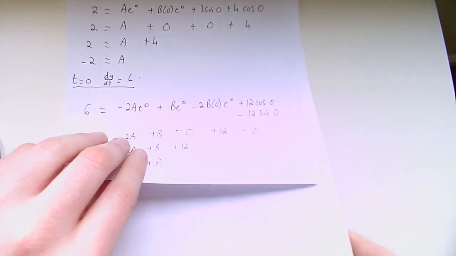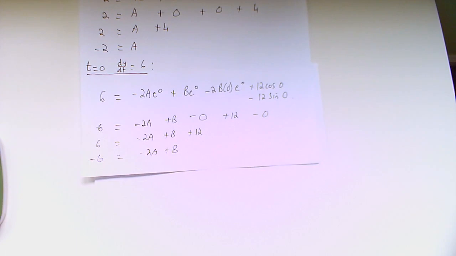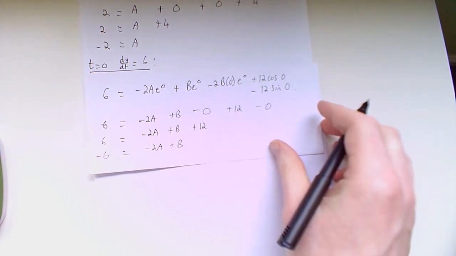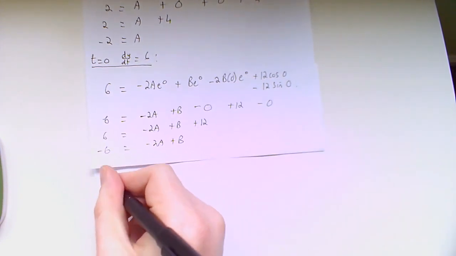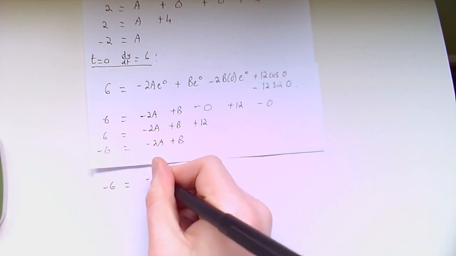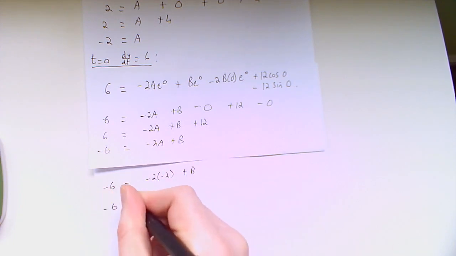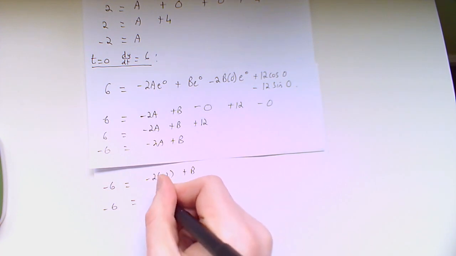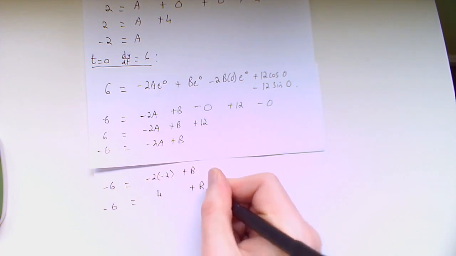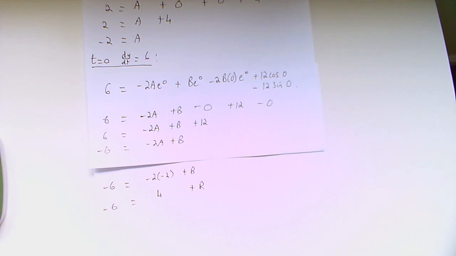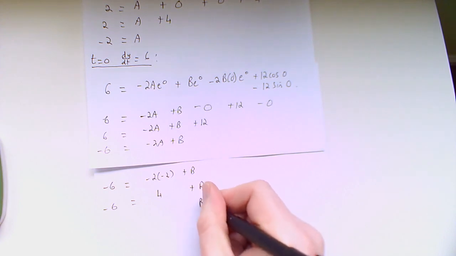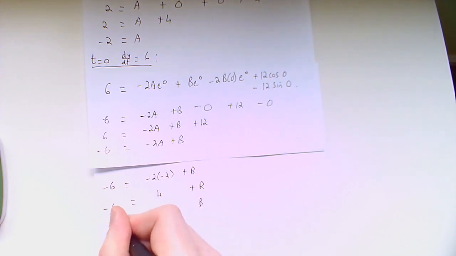But luckily enough for me, I've already worked out what a is. A is negative 2. So negative 6 equals negative 2 times negative 2 plus b. So negative 6 equals 4 plus b. So b is equal to negative 10.